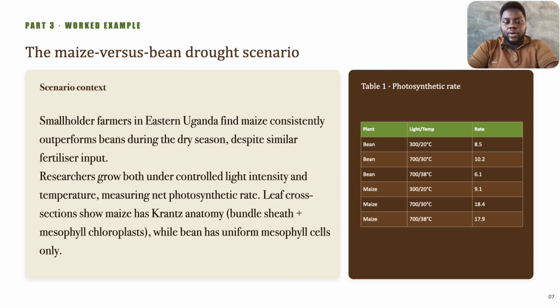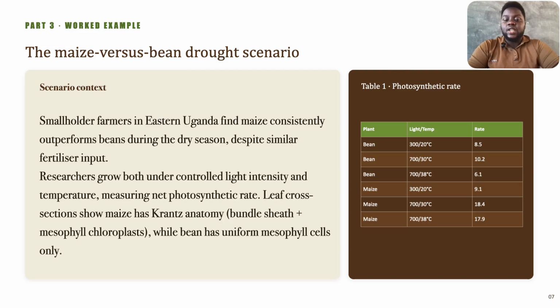In this video, we are going to do worked examples of this assessment objective and how we can answer the questions that are going to be in this particular assessment objective. Now, here's our worked example, and I have titled it The Maize versus Bean in a Drought Scenario. Now, let's read together.